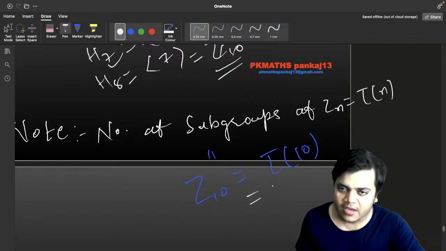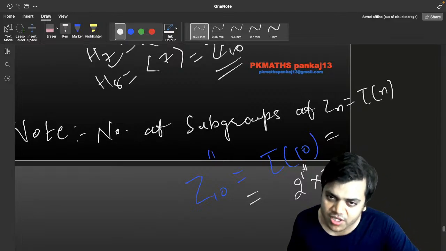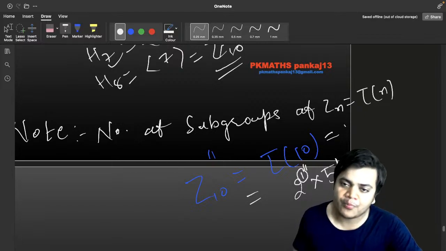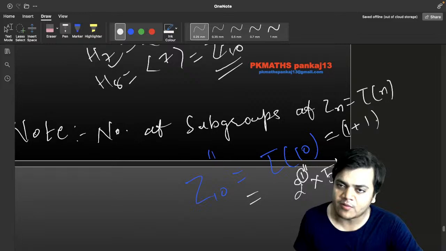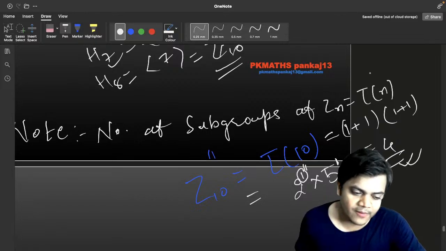What is the way? We just write this 10 as the product of primes. So it will become 2 raised to the power 1 into 5 raised to the power 1. And if you want to calculate this tau of 10, then you just need to add 1 to the power of each prime. So here 2 to the power 1, so 1 plus 1, into 5 raised to the power 1, so 1 plus 1, so it will become what? 4. Okay, so yes, you must remember this formula.